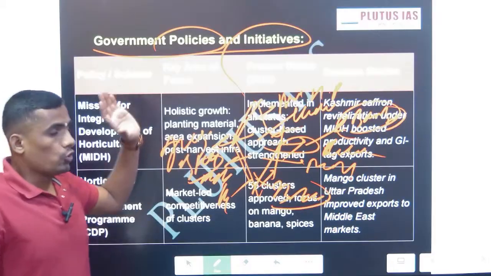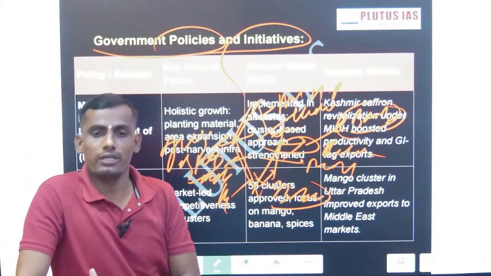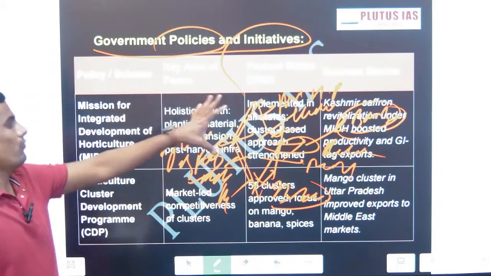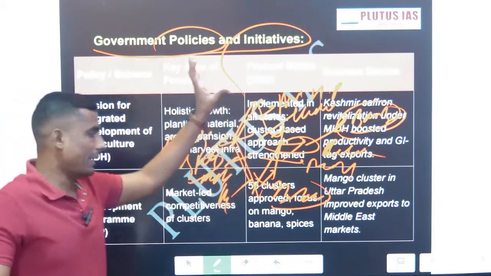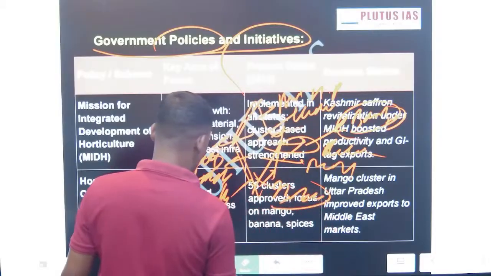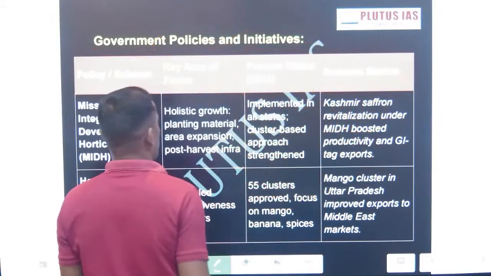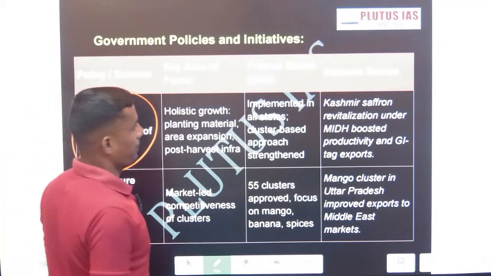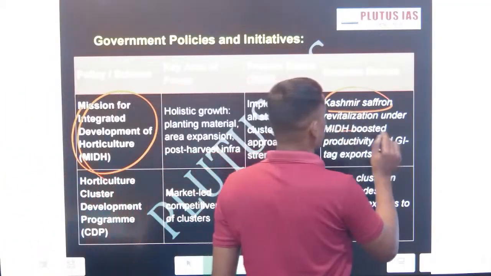Done. And UPSC has asked what is the National Horticulture Mission in 2022. What are the importance? So no need to discuss once again. But now we are going to discuss what exactly the government policies are to promote and boost horticulture contribution. The first one, the national mission, integrated mission for horticulture development, and this is the best example, Kashmir saffron.